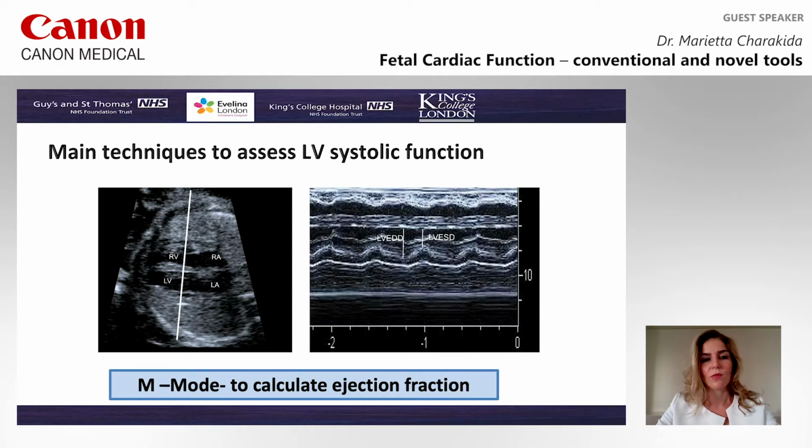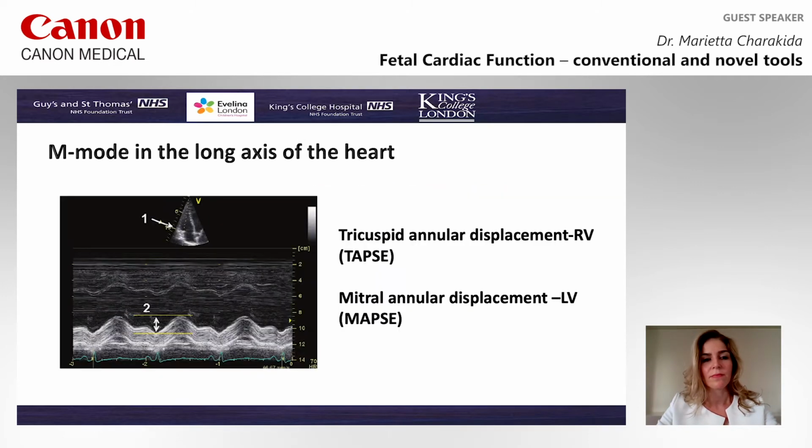M-mode is an old technique which has been used to assess left ventricular systolic function. We can use M-mode on the fetal transverse views to assess the difference between the end-systolic and end-diastolic ventricular diameters, and from that we can calculate ejection fraction. We need to remember that this parameter is an indicator of radial function of the heart.